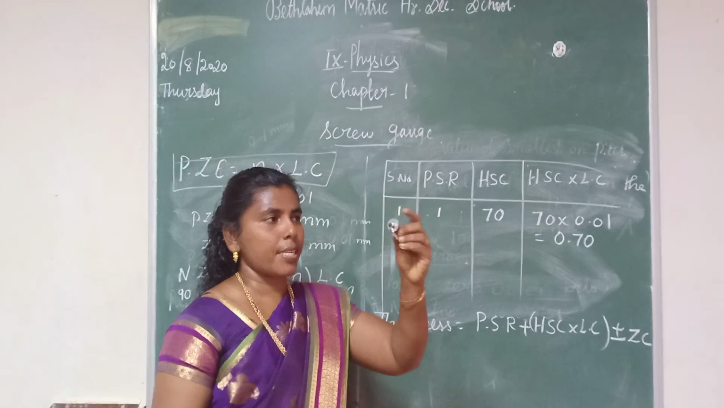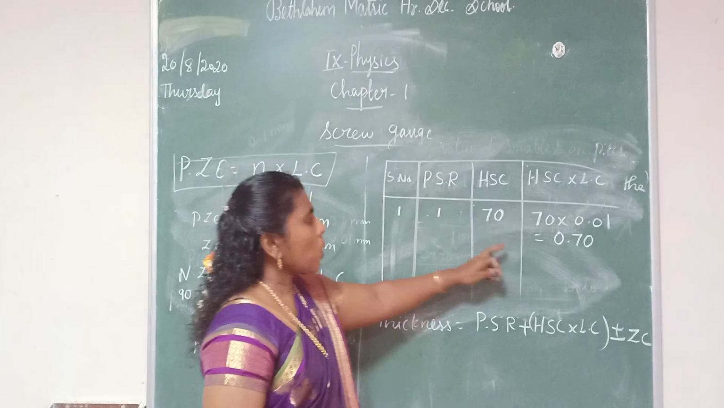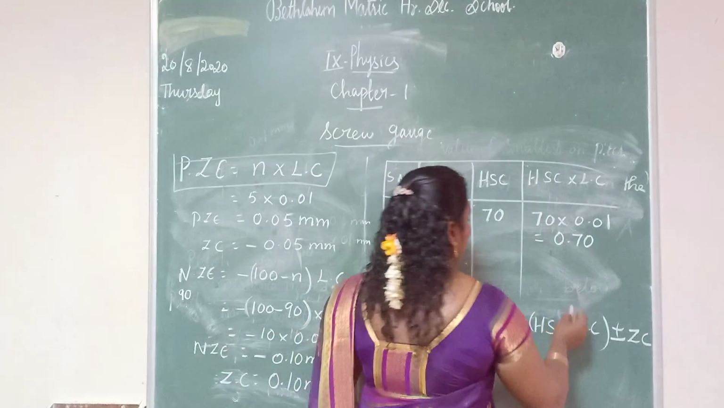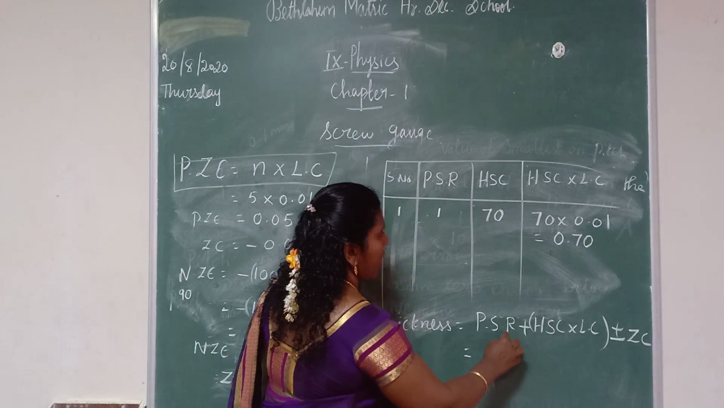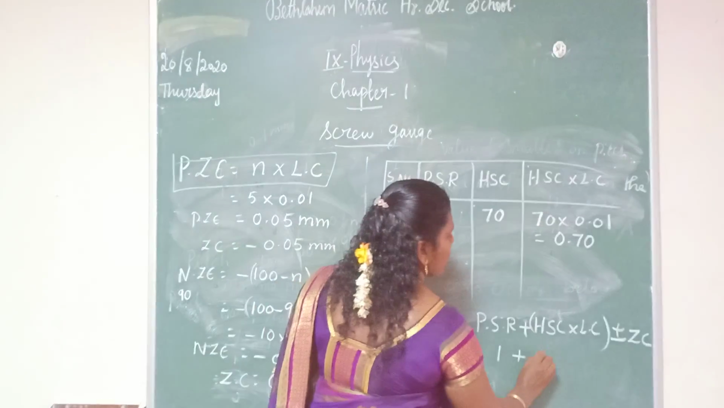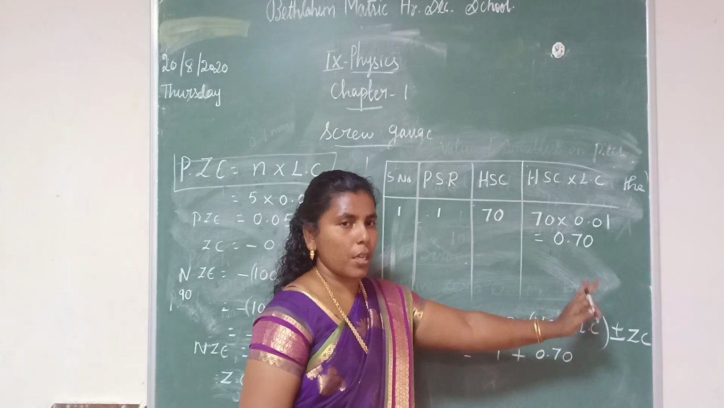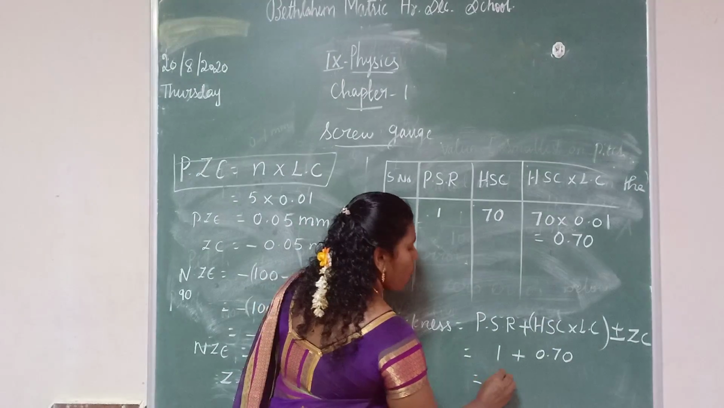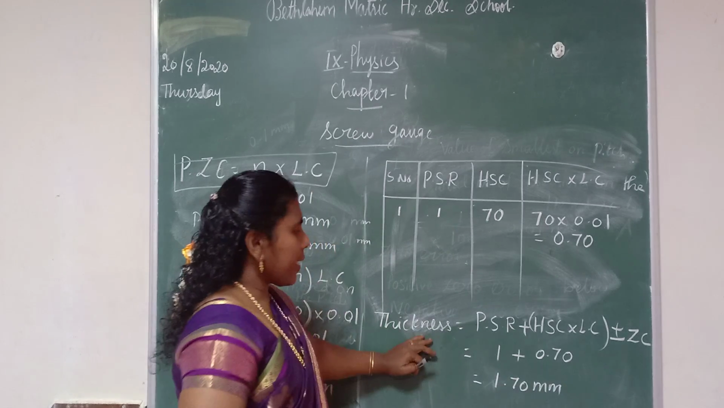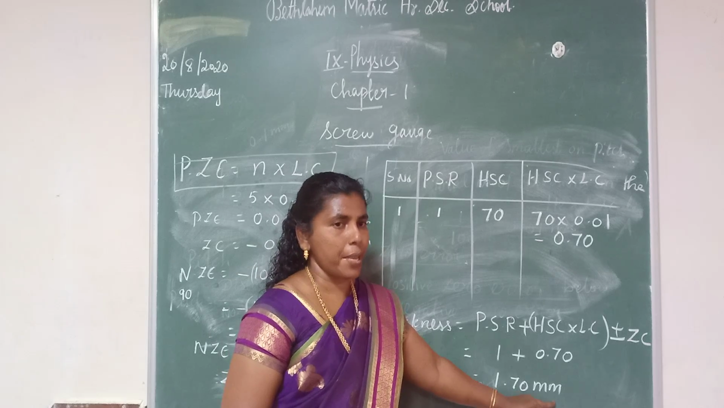Everything is in millimeter. Here all the values are graduated in millimeter. So you will get the thickness of the 1 rupee coin. Just substitute the values: PSR is 1, plus HC into LC, 0.70. There is no error, so there is no zero correction. So you will get 1.70 millimeter. So the thickness of the coin is 1.70 millimeter.